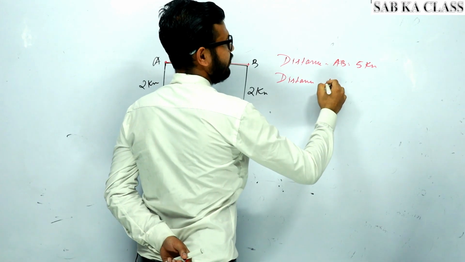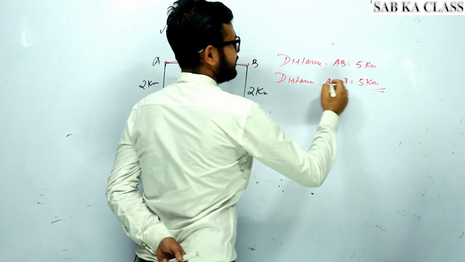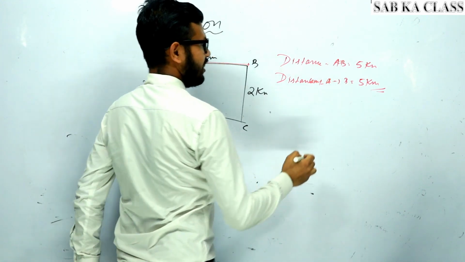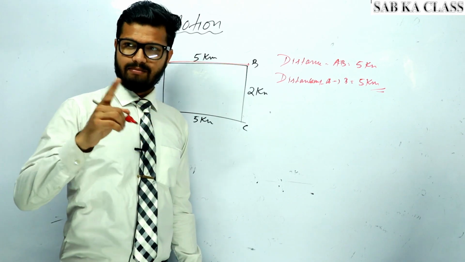Displacement is also what? 5 kilometer. Means in this case the displacement and distance are equal. So what we come to know, in a straight line the distance and displacement become same.